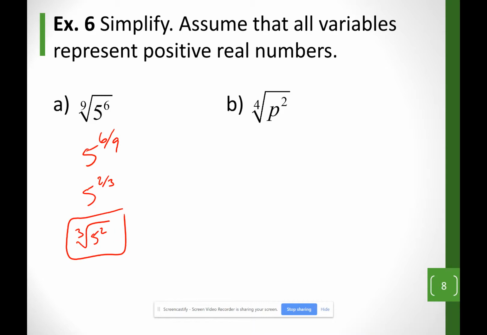Same thing with example B. I'm going to say p to the 2/4, which is known as p to the 1/2. So that gives me the square root of p.